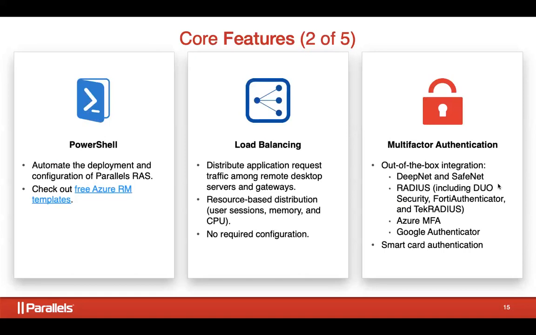Load balancing normally comes at a separate price tag, which starts probably from $20,000 for simple systems from other providers of virtualization solutions. Parallels RAS offers you the load balancing capability out of the box, free of cost, included in the package. It does not require any extensive configuration. It's just a simple configuration process from the single console that we have. And that is resource-based distribution of user sessions, memory, and CPU.